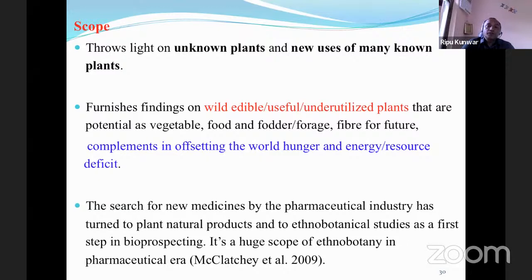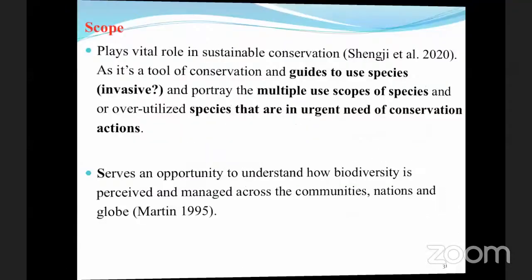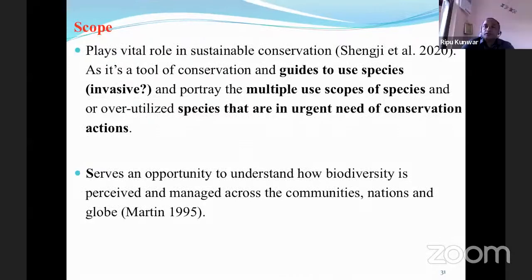The search for new medicine by pharmaceutical industries has turned to plant natural products, and ethnobotanical studies are the first step in bioprocessing. So there is a huge scope for ethnobotany in the pharmaceutical area. Ethnobotany or ethnomedicine plays a vital role in sustainable conservation. As I said, it guides us on which species to use or which species to conserve. It portrays the multiple use scopes of species, and the idea of overutilized species that are in urgent need of conservation.